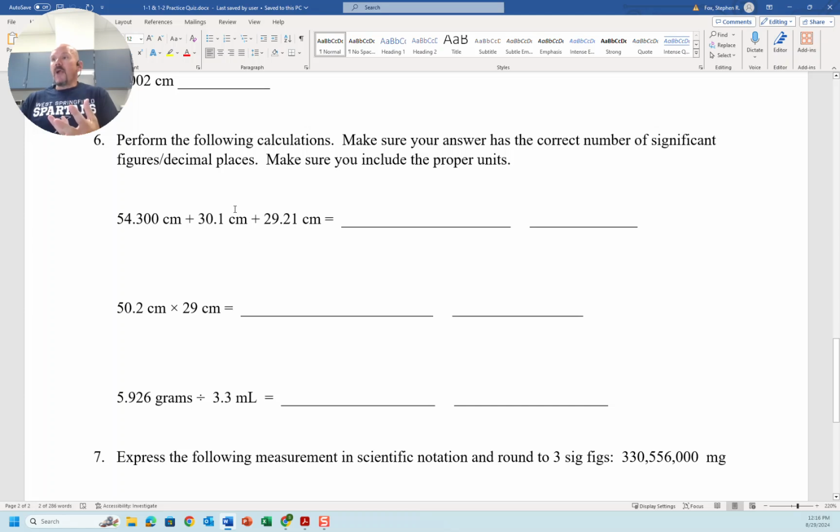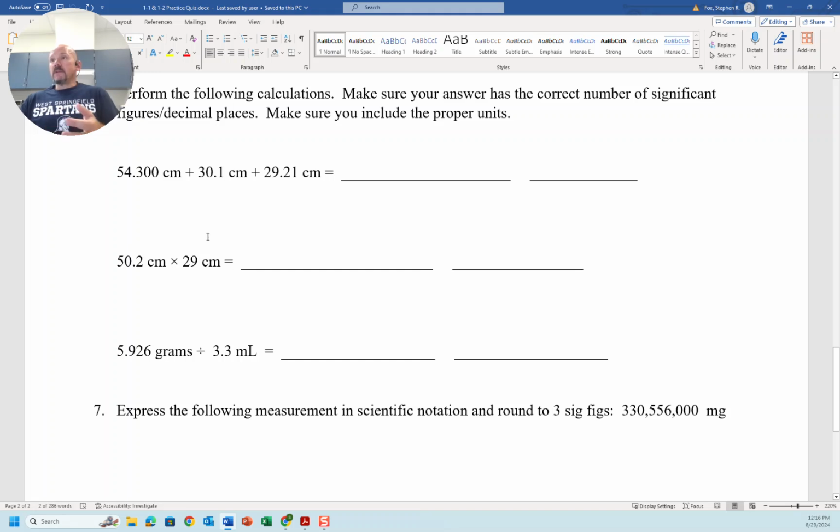If you're adding centimeters, this is just going to be centimeters, so I'll just write centimeters here. If you're multiplying centimeters times centimeters, that would be centimeters squared. So over here, I'd write centimeters squared. Remember, if it would be centimeters times centimeters times centimeters, that would be centimeters cubed. But if you're just adding centimeters, it's just centimeters. If you're adding grams, it's just grams. So this one would just be centimeters, this one would be centimeters squared, and then we're doing grams divided by milliliters, and so that would be grams per milliliter, but the way you would write that is g/mL, right? Grams per milliliter.